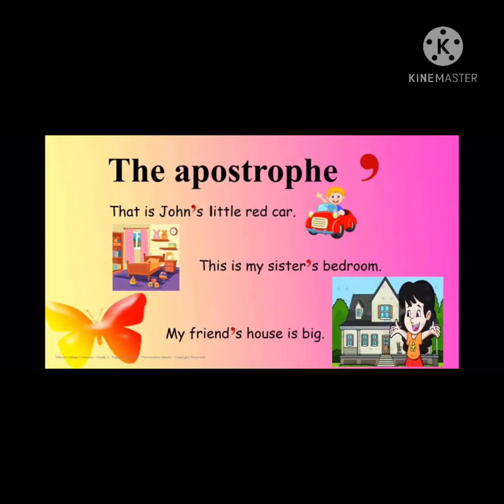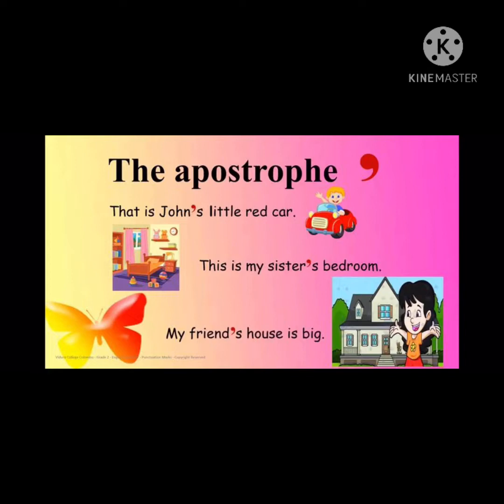In the same way, this is my sister's bedroom. Whose bedroom? Sister's. So I'll show this belonging by putting an apostrophe mark on the top of the word followed by S. In the same way, let's see the third sentence. My friend's house is big. Whose house? My friend's. So putting an apostrophe on the top of the word followed by S. So in this way we have seen that the apostrophe is used for belonging.